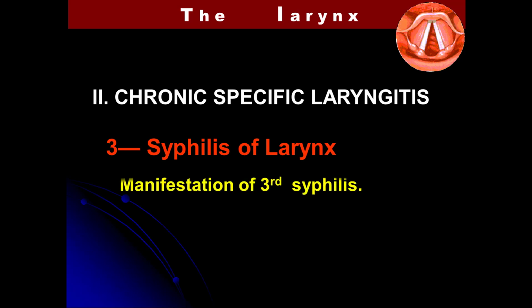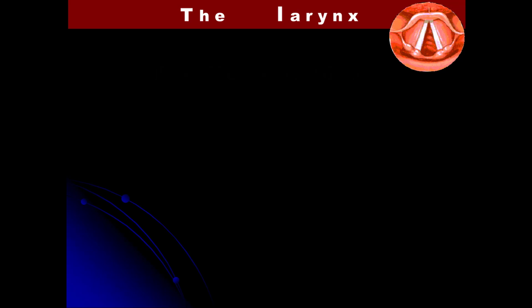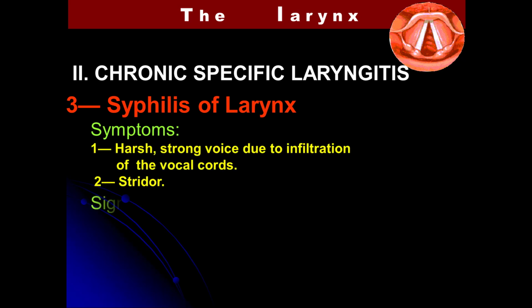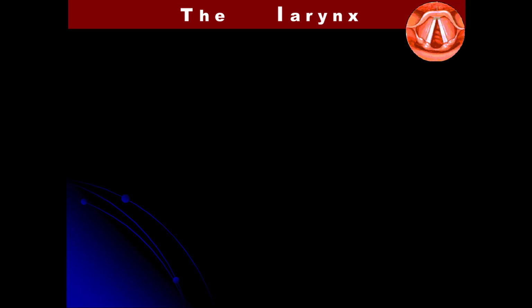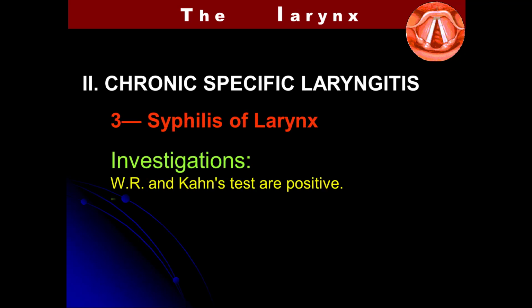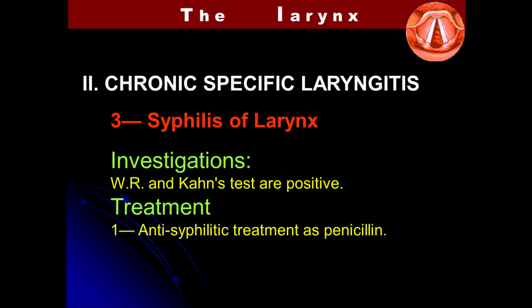Lastly, we have syphilis of the larynx, which usually occurs in the tertiary stage of syphilis. In tertiary syphilis we have a gumma affecting the anterior part of the larynx, usually over the epiglottis, which may lead to ulceration, perichondritis, and later fibrosis causing laryngeal stenosis. Investigations are the usual ones for syphilis, which is not so common in Egypt, like the Wassermann reaction and the Hinton test, which usually get positive. Treatment is antisyphilitic treatment such as penicillin, and tracheostomy if indicated.